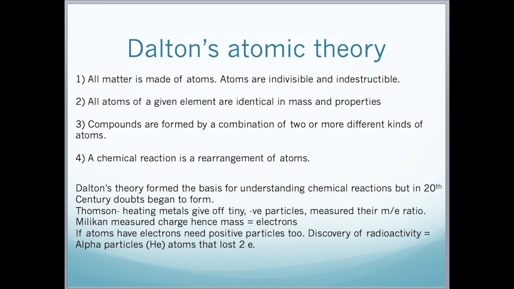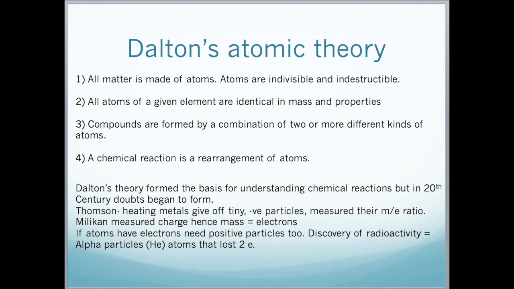However, the accuracy of this atomic theory was questioned in the beginning of the 20th century, where J.J. Thomson discovered that all metals, when heated, give off identical tiny negatively charged particles, and he was also able to measure their mass-to-charge ratio. Another scientist called Millikan measured the charge of these particles, which meant that he was also able to calculate the mass. We call these negatively charged particles electrons.